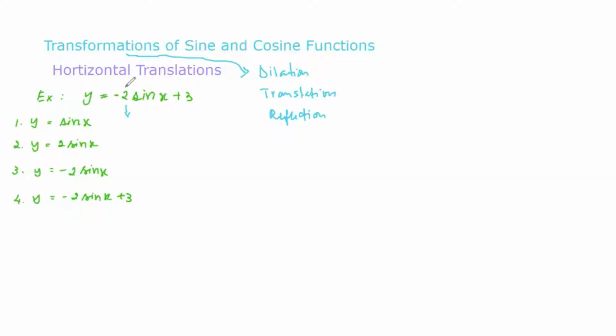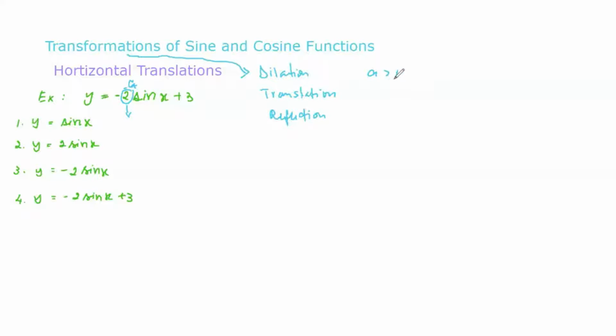It depends on the number right in front. Let's say our 2 becomes a. If a is greater than 1, when you plot the graph, the graph is going to be larger, the value of y is going to be larger. This one we call vertical stretching, or the expansion of the graph.